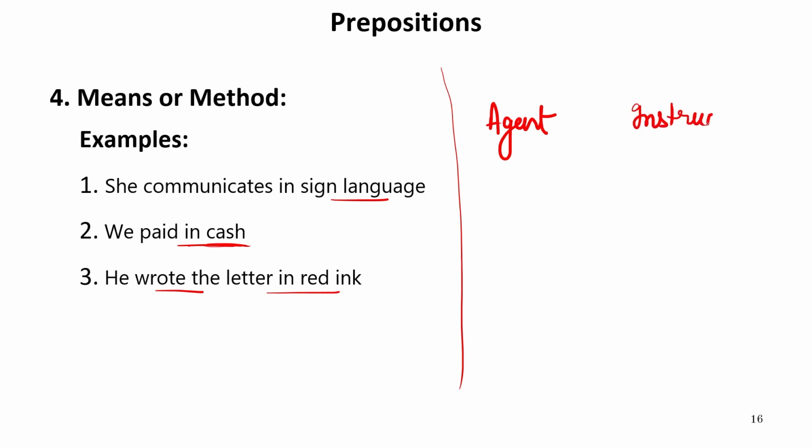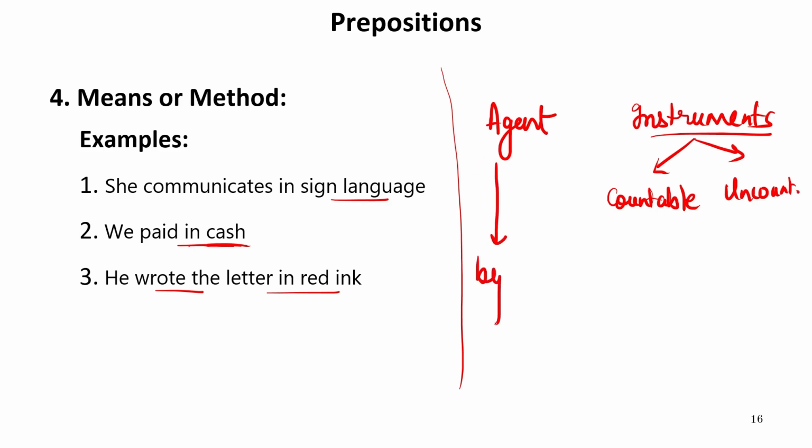Now, if I'm writing this sentence over here, you can see that I'm the agent and I'm using instruments. What I'm using is a stylus and anything. So these are instruments. Instruments can be of two types: they can be either countable or uncountable. One is countable and another is uncountable. For agent, we basically use by. For countable instrument, we use with. And for uncountable instrument, we use in.